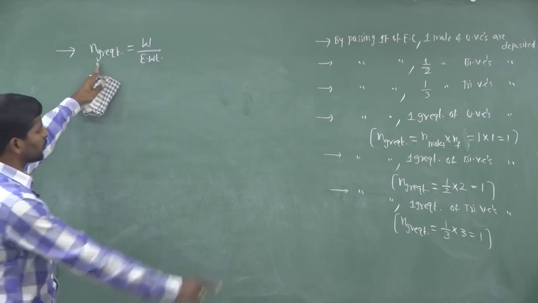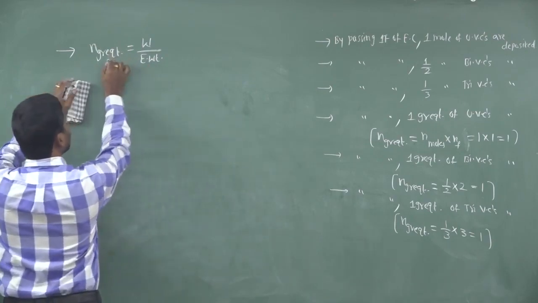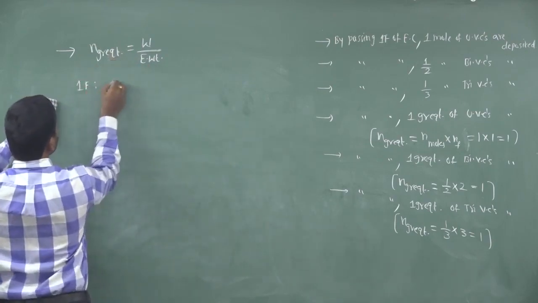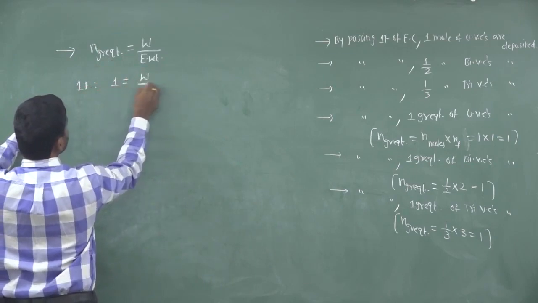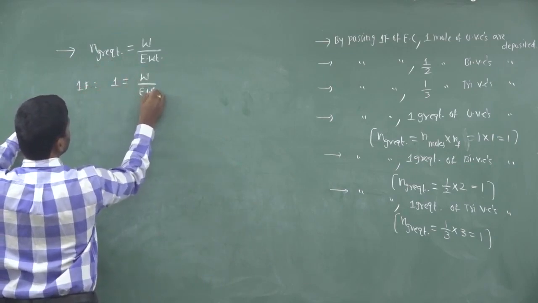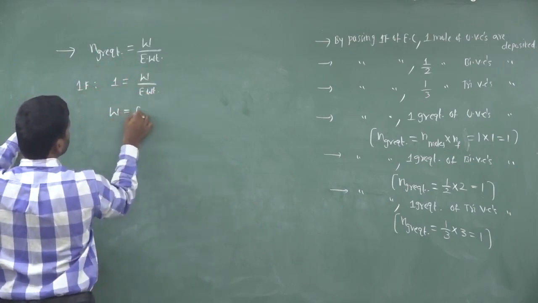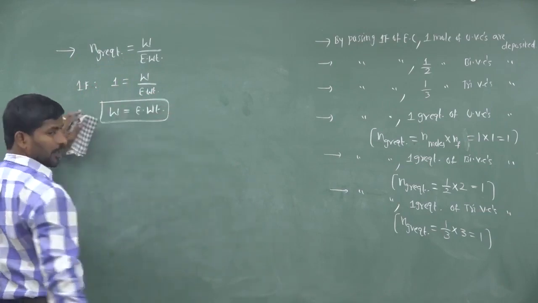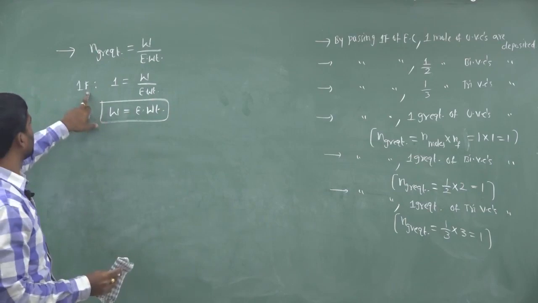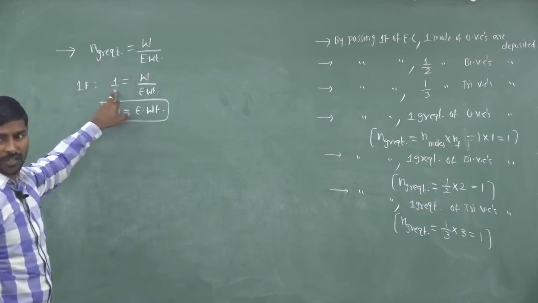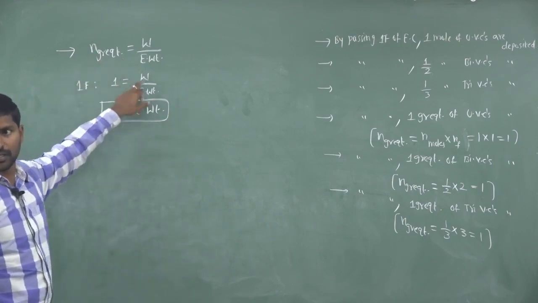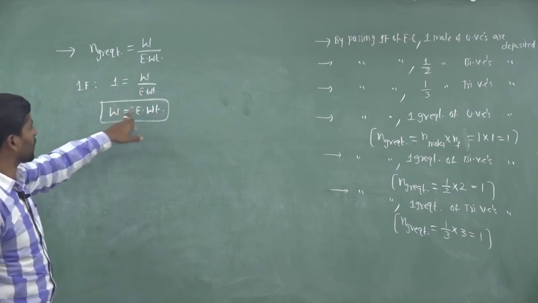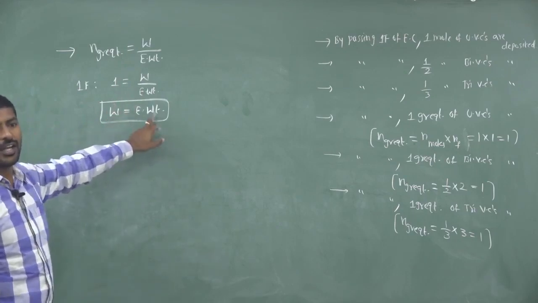How many gram equivalents of substance will be deposited? By passing 1 Faraday, 1 gram equivalent. So 1 is equal to weight by equivalent weight. So the weight of substance deposited is nothing but what? It's the equivalent weight. So if you pass 1 Faraday of electric current, the number of gram equivalents of substance deposited is 1. 1 is equal to weight by equivalent weight. Then weight of substance deposited is equal to its equivalent weight.